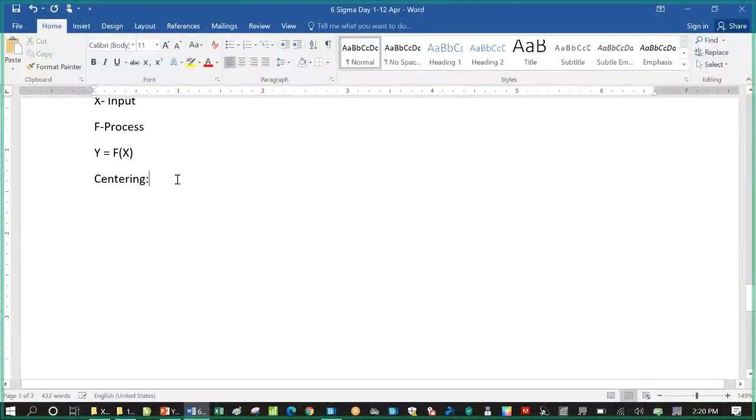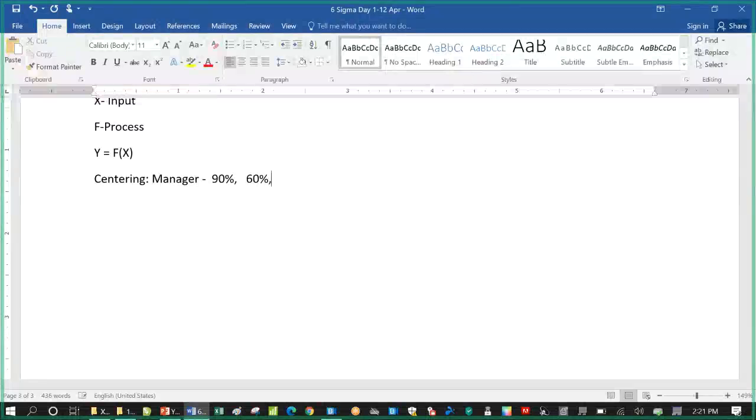Suppose I'm a team leader or a manager, and I have 4-5 people and my quality target is 90%, but my people are achieving like 60%, 61%, 62%, 61%, 63%, 62%.